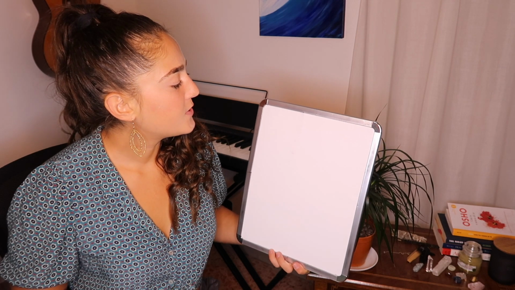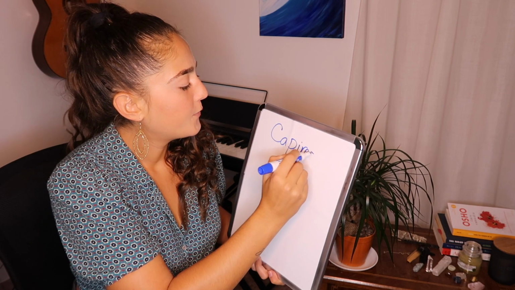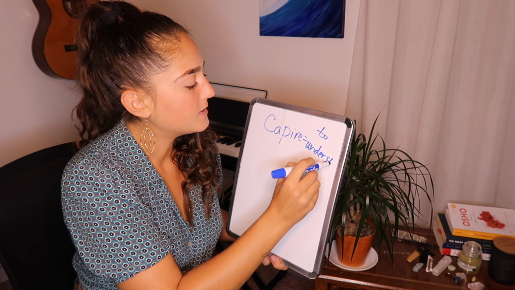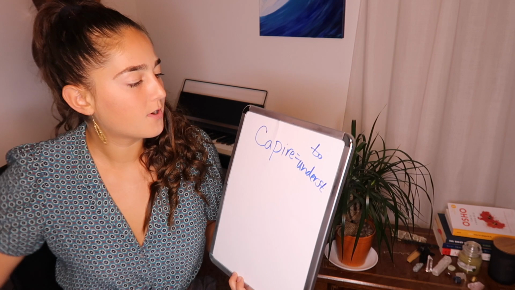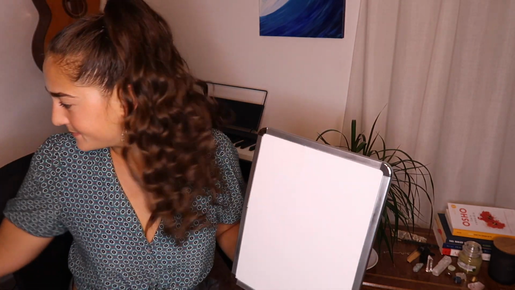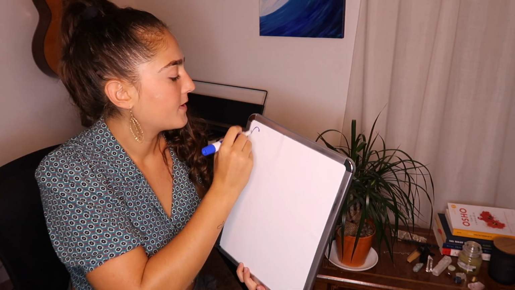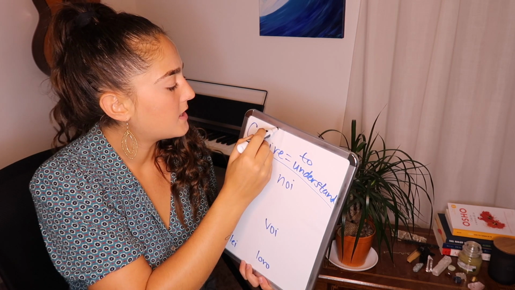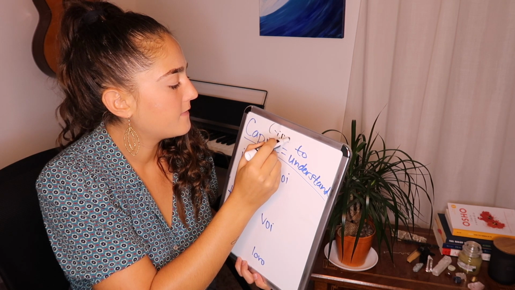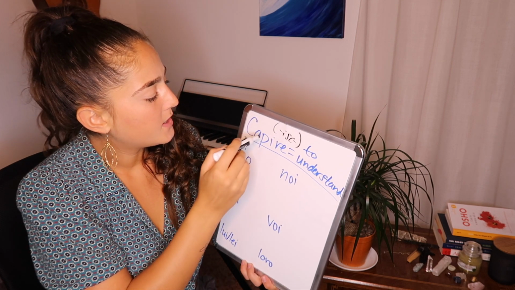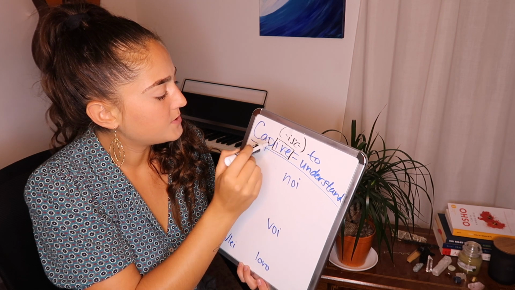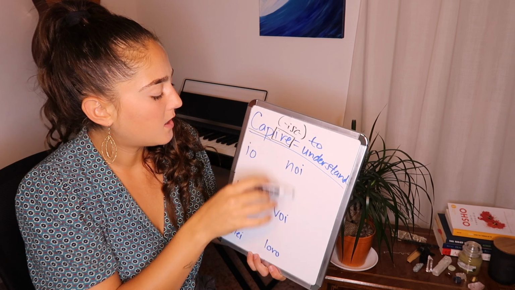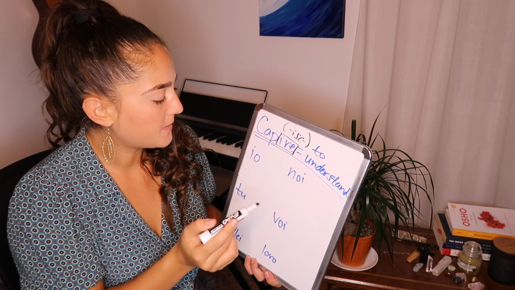So we're going to do the verb capire, which means to understand, and I can't fit it on my board. Let's try that again. So, to understand. So this is an ISC verb. And these work the same as the other verbs. You take off this ending and then you have your root. So we'll be adding all of these endings onto the CAP.